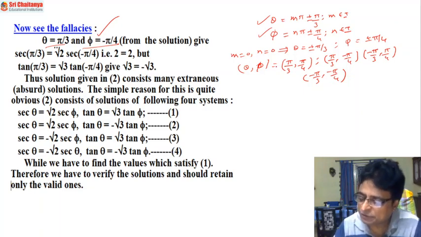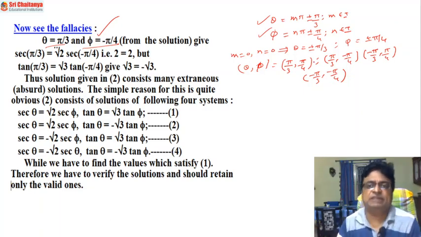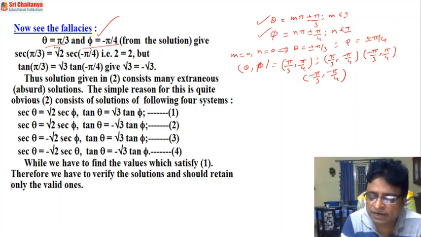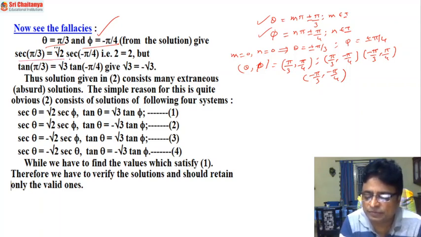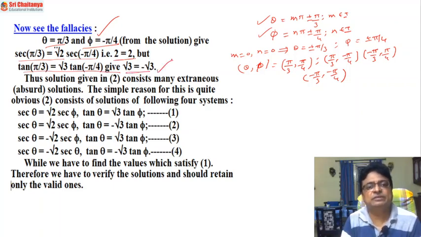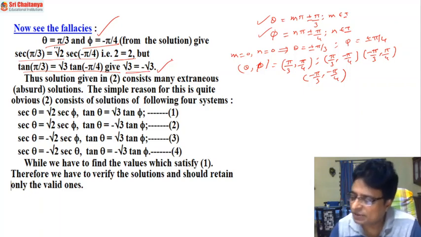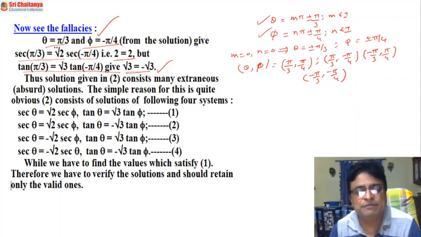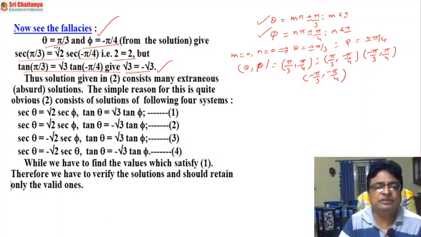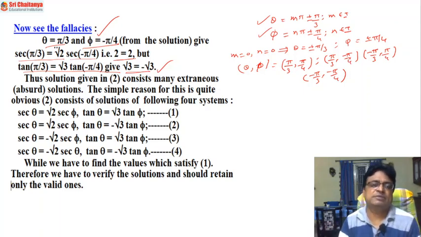Now you just substitute which values of theta and phi satisfy the given set of equations. See, if theta is equal to pi by 3 and phi equal to minus pi by 4, my secant pi by 3 is equal to root 2. Secant minus pi by 4, that is equal to 2 is equal to 2. Whereas the same thing is not happening for root 3 is equal to minus 3. So theta equal to pi by 3 and minus pi by 4 do not satisfy the given system of equations. So it is not the solution.